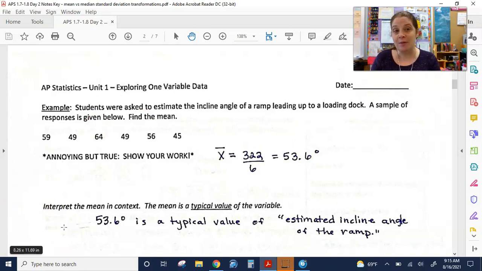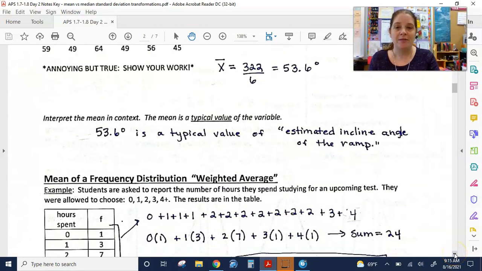Now, the other thing that you need to always be able to do is interpret the mean in context. If you're ever asked what does this mean, interpret: a mean is a typical value of the variable. So we would say, well, what were the students asked? They were asked to estimate the incline angle of the ramp. So 53.6 degrees is a typical value of the estimated incline angle of the ramp. Anytime I find the average, if I say that the test average was an 85, then I would say 85 is a typical score on the AP Stat exam. So a typical value of the variable, and you want to write that in context.